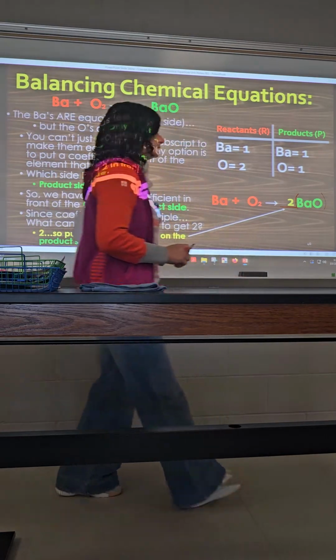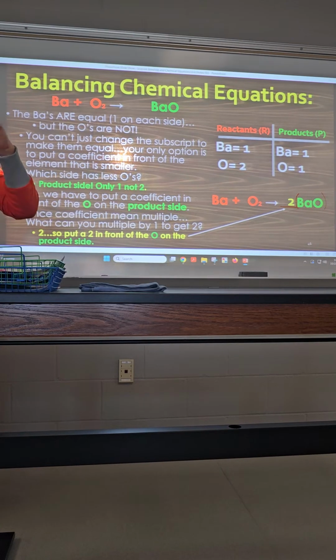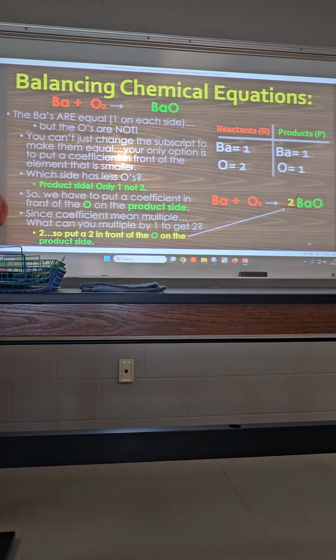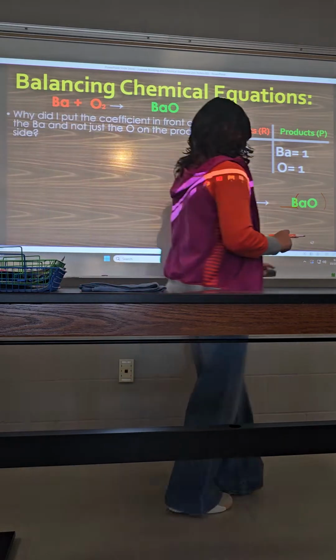Okay? So now we put in that 2. Make sure you have that equation in that little box on the right-hand side. Make sure you put in that 2 in front of the BAO on the product side. Right? And that takes us to slide 47.